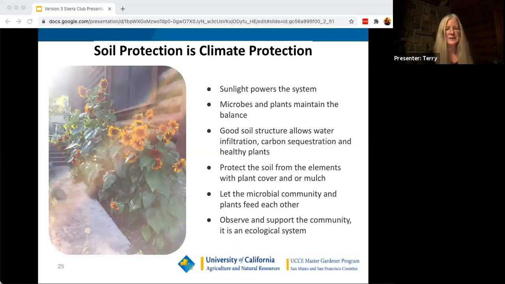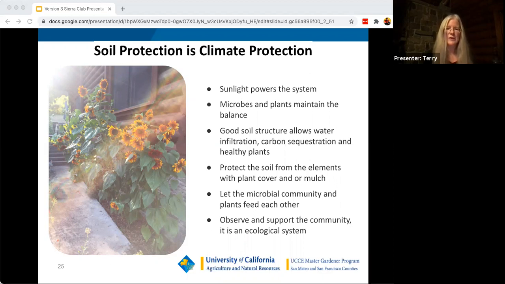So soil protection truly is climate protection. Sunlight powers the whole system. The microbes and plants maintain the balance. Good soil structure allows water infiltration. It also supports carbon sequestration and healthy plants.